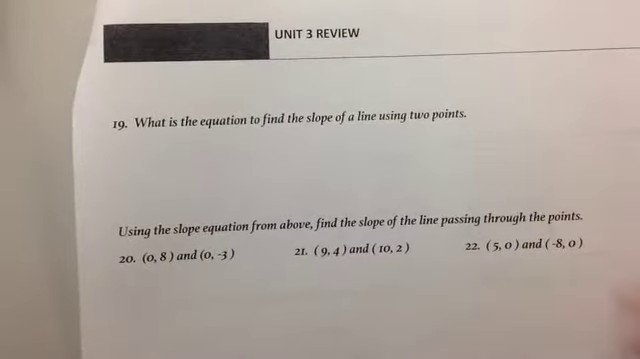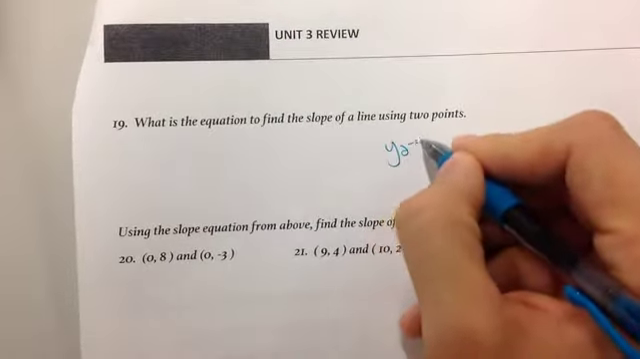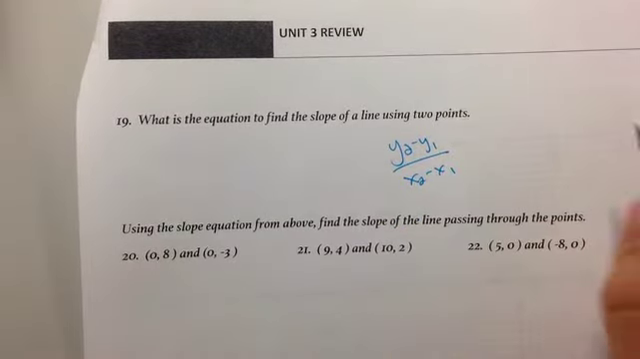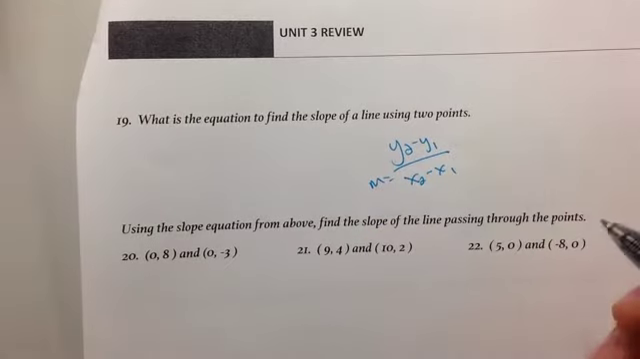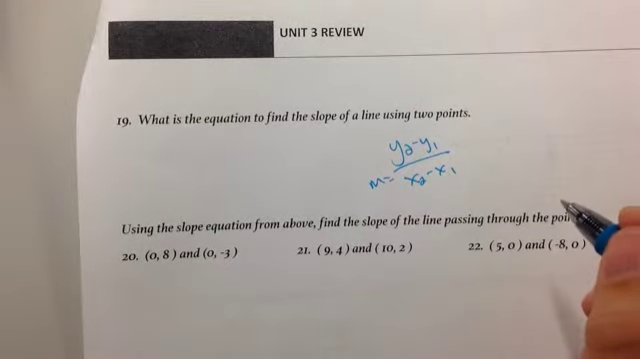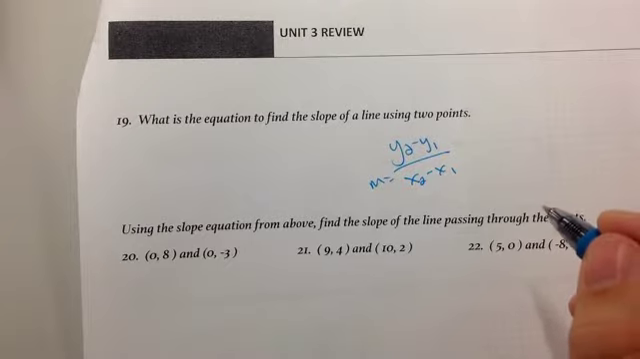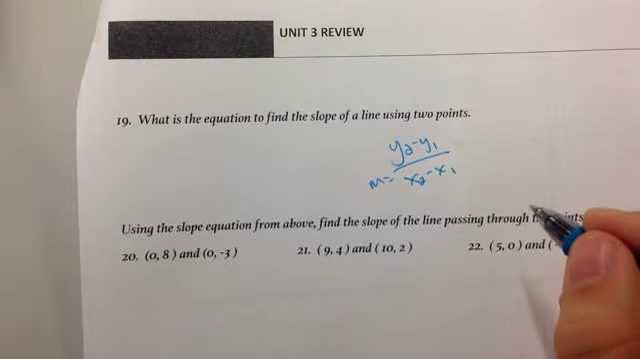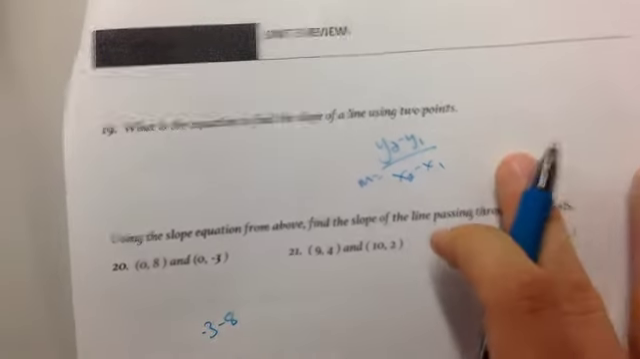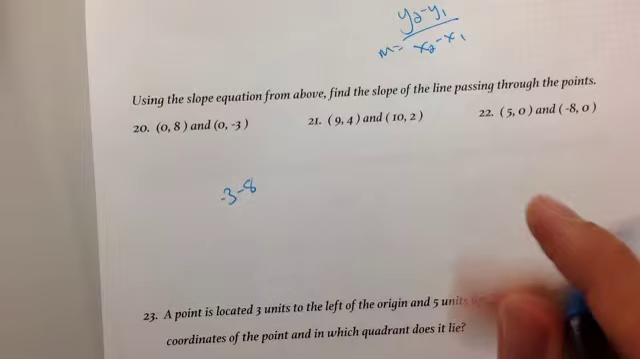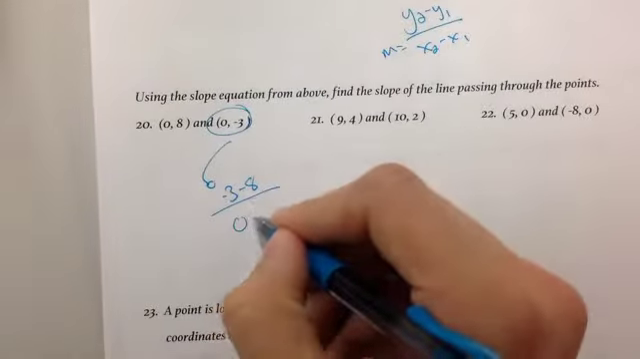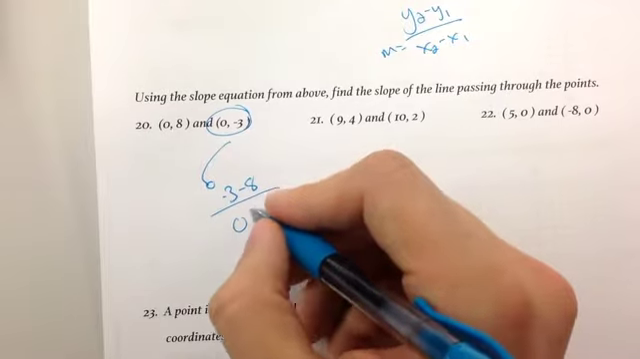What is the slope equation? We've got y2 minus y1 over x2 minus x1. It's just the difference in y's over the difference of the x's. Using this equation, find the slope of these lines. You're going to subtract our y's. It does not matter which point you use first as long as you use the same point first. So I'm going to use 3 first for my y's. This means I have to use 0 first for my x's.